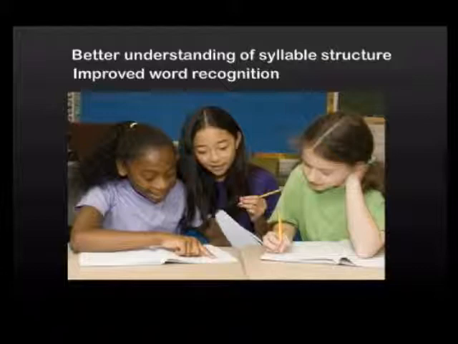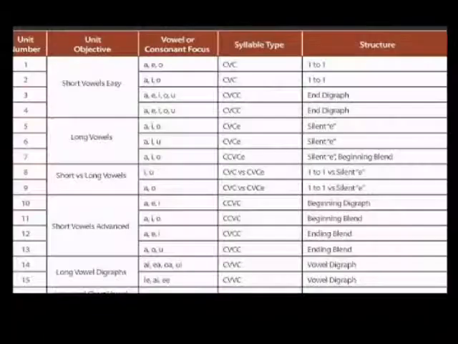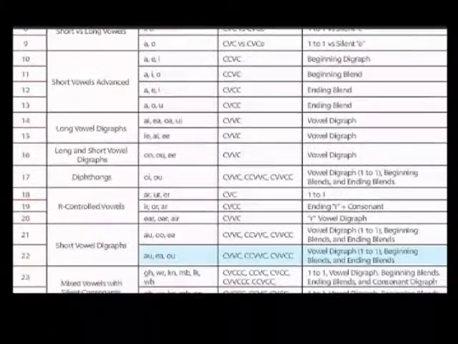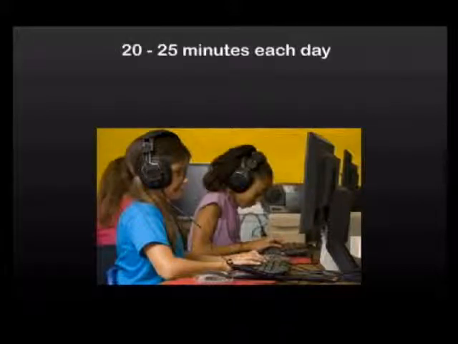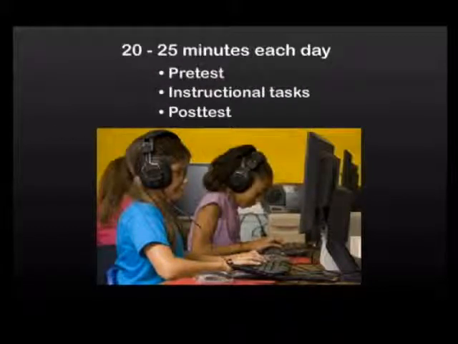The scope and sequence of the Access Code curriculum includes 24 units. The curriculum is systematically organized around vowel concepts that advance from simple to more complex. At the same time, the structure of the syllable also becomes more complex. Students work independently for 20 to 25 minutes each day, and the typical student will complete the curriculum in 12 to 16 weeks. Each unit contains a pre-test, instructional tasks, and a post-test.